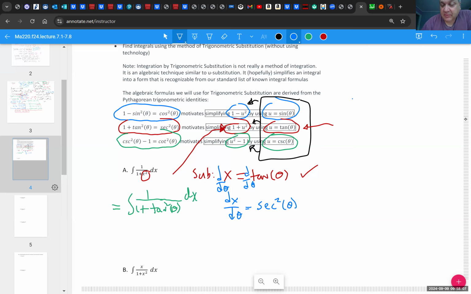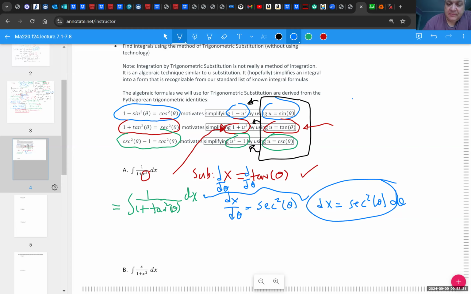And then, well, there's no chain because you get d theta, which is just 1. So we're not going to even bother writing that. So you just get secant squared theta. Okay, so we're going to solve for dx. Knowing this, we could just move the d theta over to the other side, and we get secant squared theta d theta. And that's what we're going to put in for our dx.